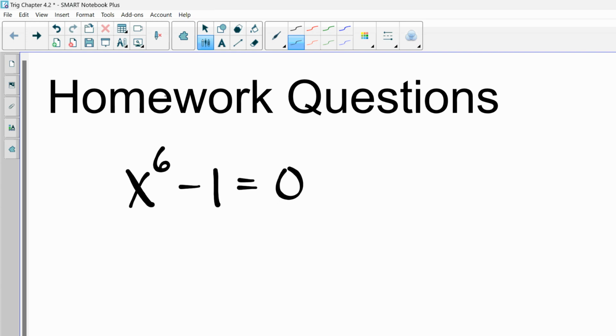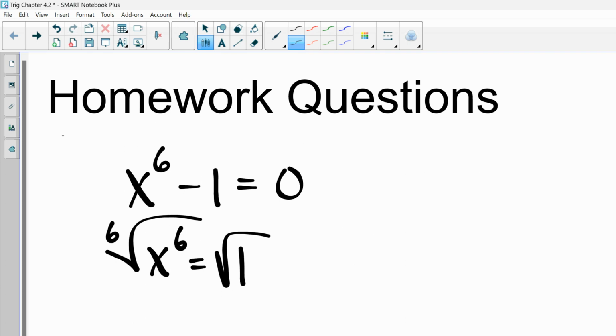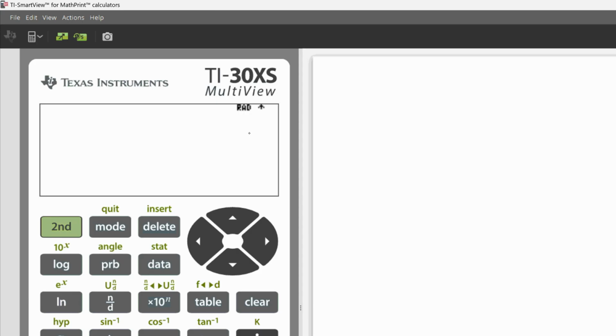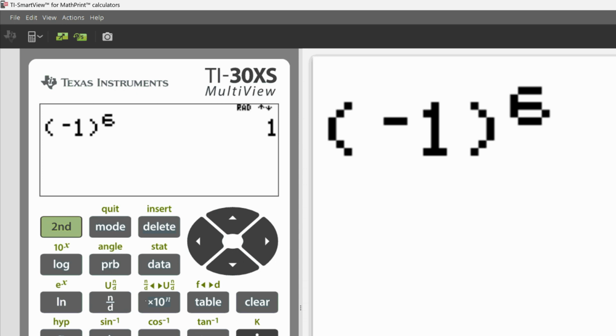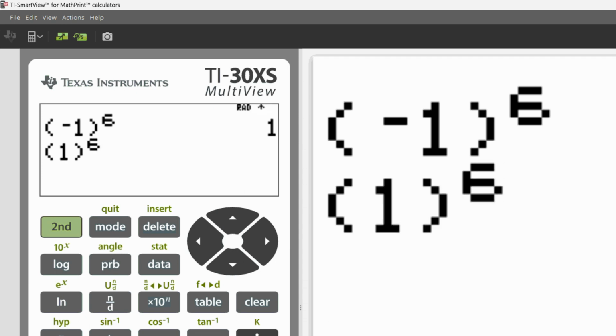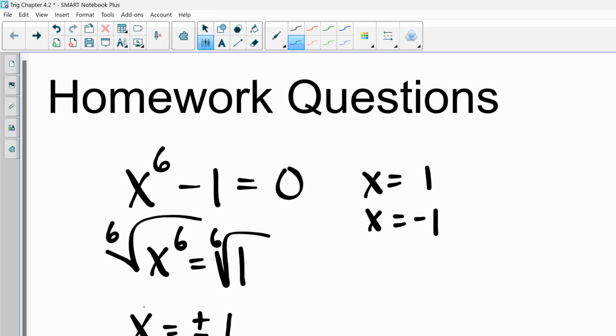because that's going to be for 4-5, our last section that we cover in this chapter. We could solve this by adding 1, then taking the 6th root of both sides, telling us x is equal to plus or minus the 6th root of 1. That is 1, which gives us 1 and negative 1, which is true, because negative 1 to the 6th power is indeed 1. 1 to the 6th power is also 1. So we do have two of the solutions.